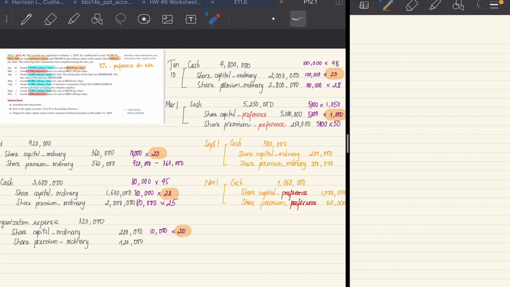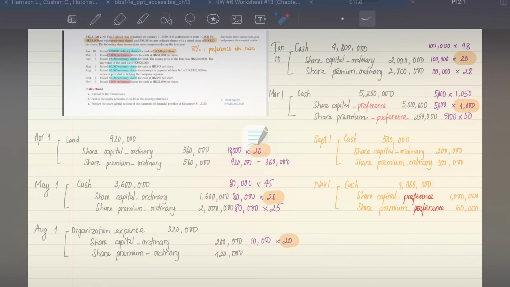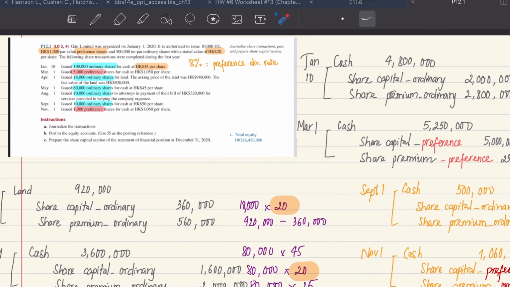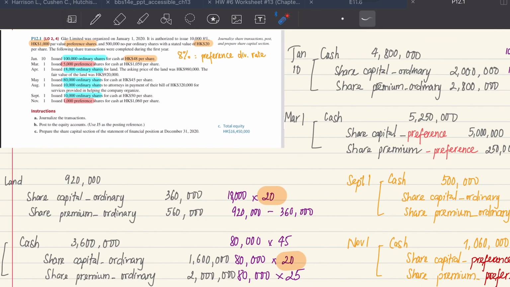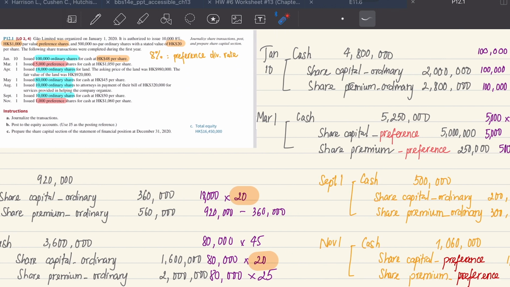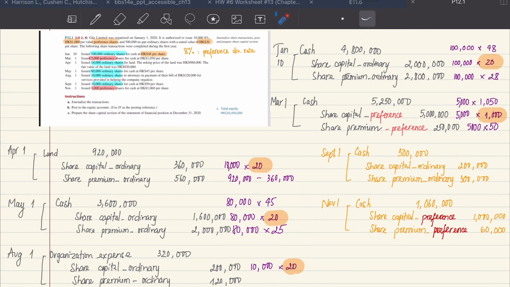We go on with the first. It's January 10. So issued 100,000 ordinary shares for cash, 48 Hong Kong dollars per share. So what are we gonna do? We're gonna do here first. We calculate the cash that we're going to receive. It's from 100,000 shares times $48 per share. So we got 4,800,000.